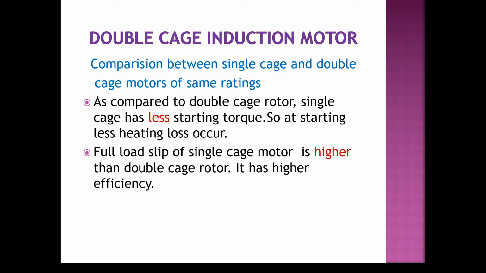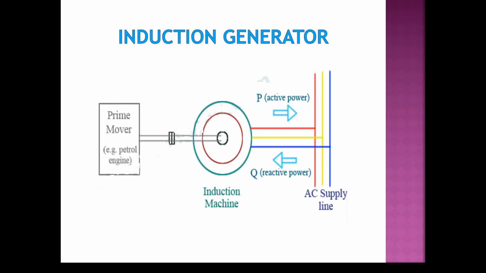Full load slip of single cage rotor will be higher than the double cage rotor, so it has the higher efficiency. Now let us see the next topic, that is induction generator. So what is an induction generator?